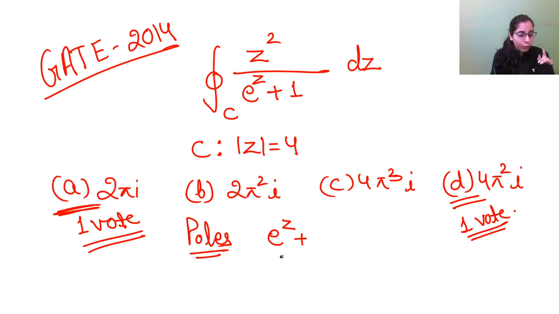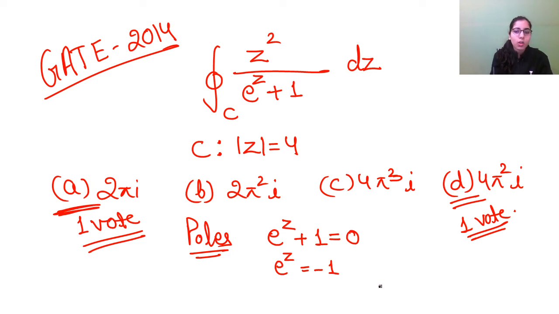If you don't know how to find the poles in this case, I am going to tell you. So see, the process remains the same here too. What you need to do is just equate the denominator with 0. When you equate the denominator with 0, what will you get? You will get e to the power z is equal to minus 1.